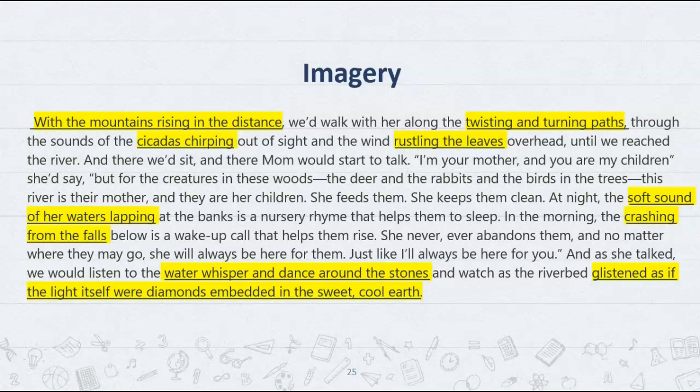Imagery is all over this passage. So I've underlined or highlighted some of the examples here. She does a really good job of painting this picture for us, with the mountains rising in the distance, twisting and turning paths, cicadas chirping, rustling the leaves, the soft sound of her waters lapping at the banks, the crashing from the falls. The water whispers and dances around the stones, and the riverbed glistened as if the light itself were diamonds embedded in the sweet, cool earth.